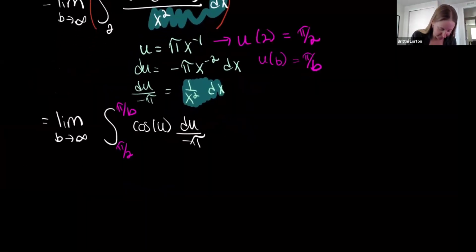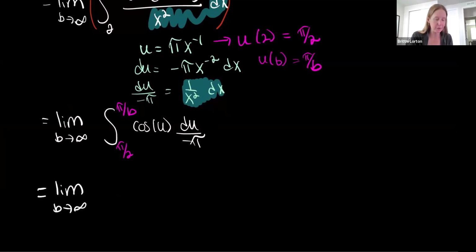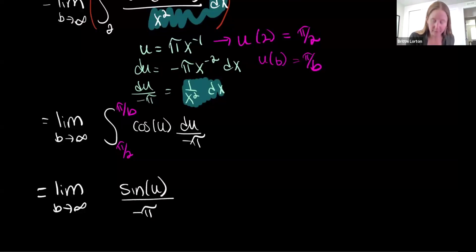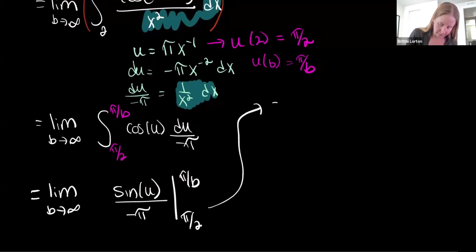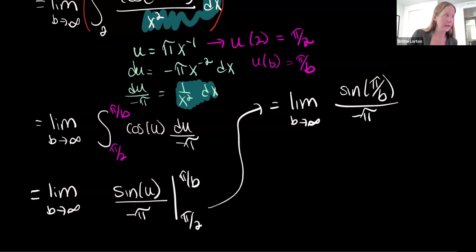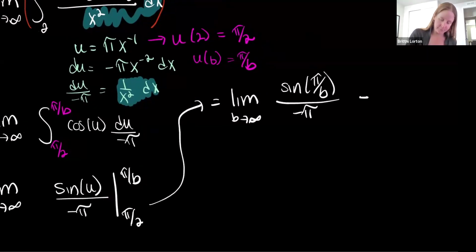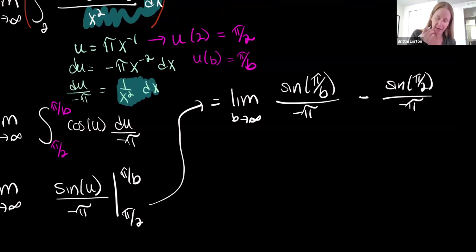Okay, so now we're going to keep integrating. We got this. Don't forget to keep track of your equal sign and your limit notation. The limit is still there. And then the antiderivative of cosine is sine, so that's not so bad. So sine of u. But I still have that negative pi as a constant multiple on the bottom, so it's still there. And then evaluated from pi over 2 to pi over b. And then this is going to become the limit as b approaches infinity of sine of pi over b over negative pi, minus sine of pi over 2 over negative pi.